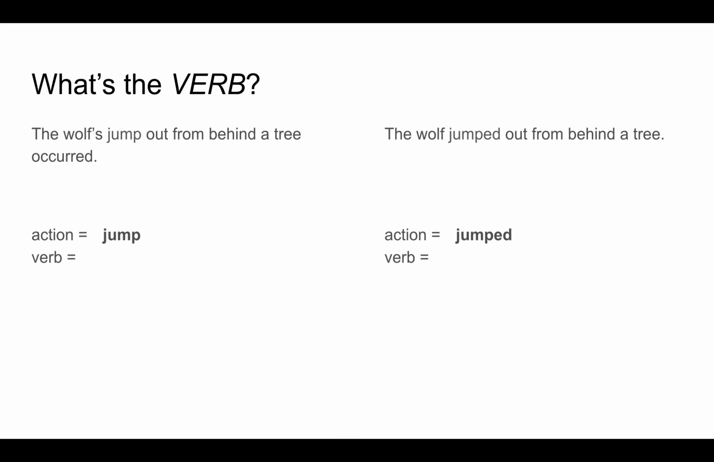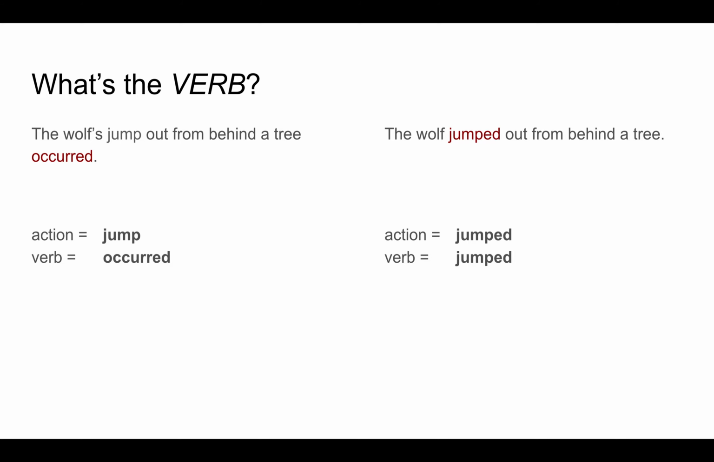Now, here's a different question. What is the grammatical verb in that particular clause? I'll give you a second to see if you can identify them. On the left here, the verb is occurred. The wolf's jump out from behind a tree occurred. Over here, the verb is jumped. So in version A, our action is jump and our verb is occurred. In version B, the action is jumped, but the verb is also jumped.